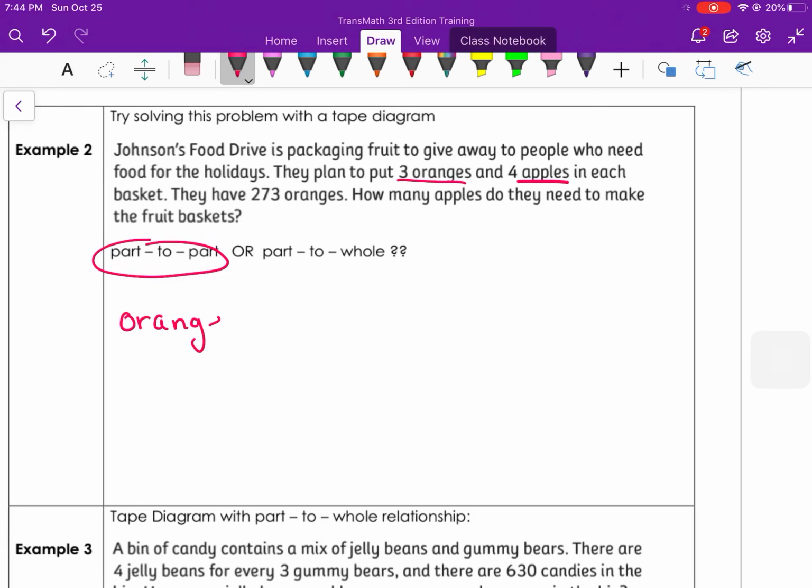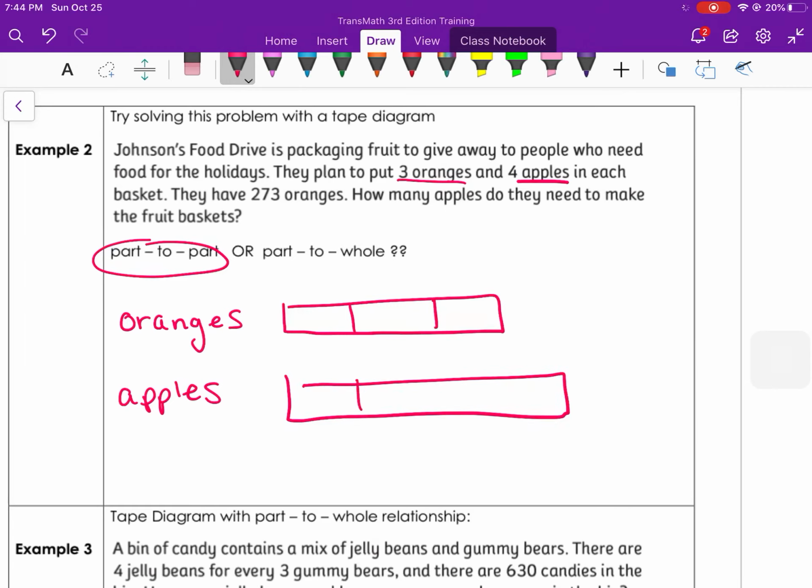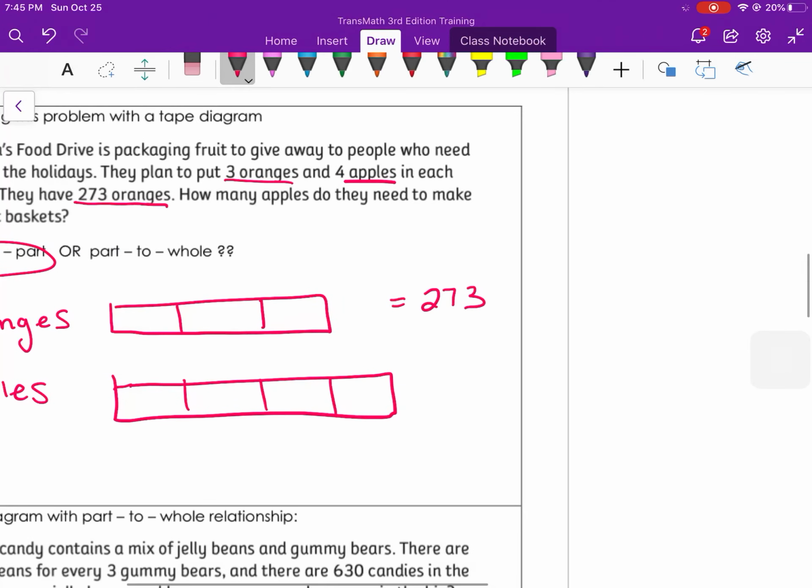So let's make our diagram first. Oranges and then apples. So oranges, there's 3, so we need 3 boxes in oranges. And then apples, there's 4, so just a little bit more apples. So 3 to 4, that's where I get 3 to 4 boxes here. There are 273 oranges, which means that this whole row of oranges equals 273.